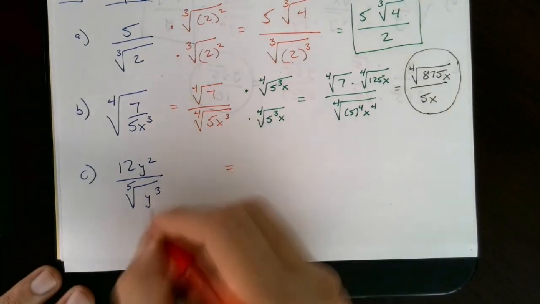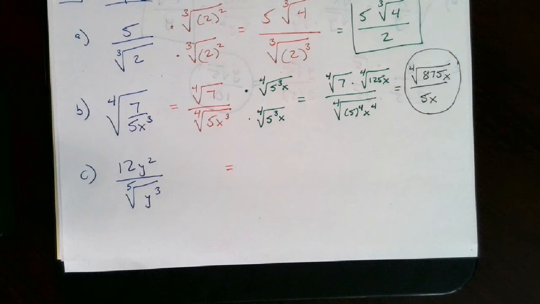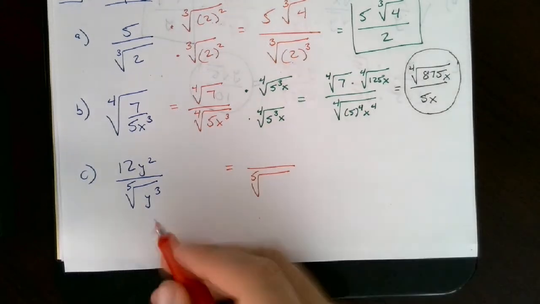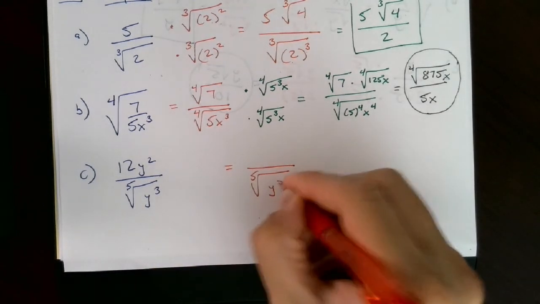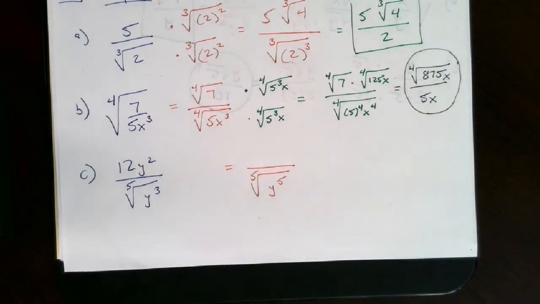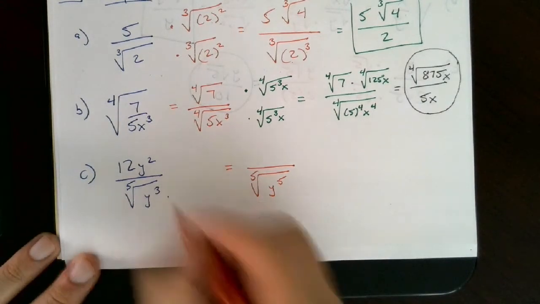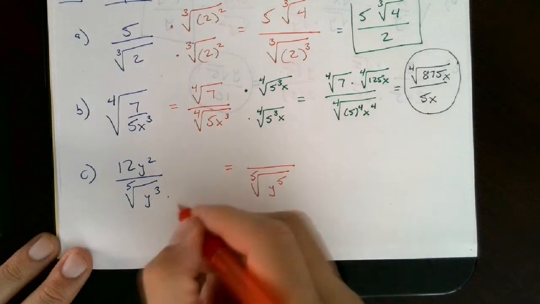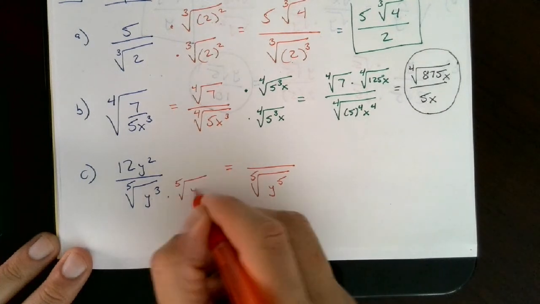First thing I noticed, I want to rationalize, get that root out of the denominator. To do that, I need to make this look like a perfect fifth power on the inside. Well, I have y to the third. I want to make it look like the fifth root of y to the fifth. So what do I have to multiply this by? Well, you have y to the third. How many more do you need? You need 2 more, so this is multiplying by the fifth root of y squared.